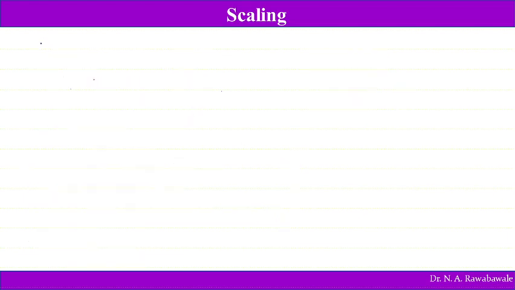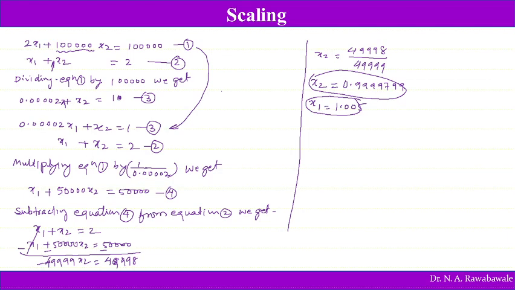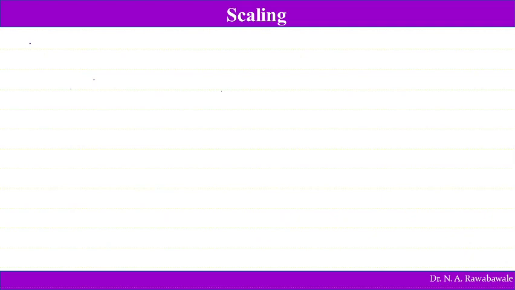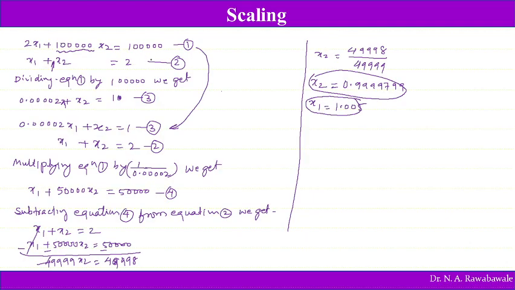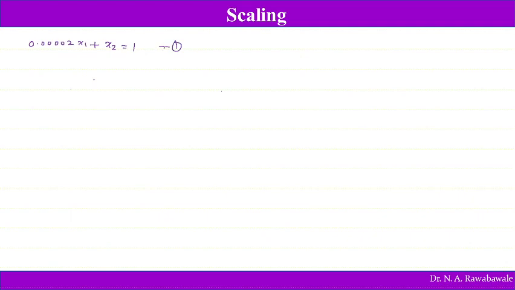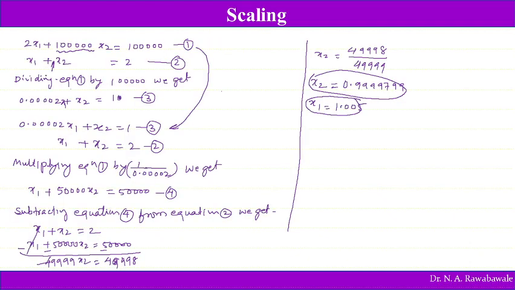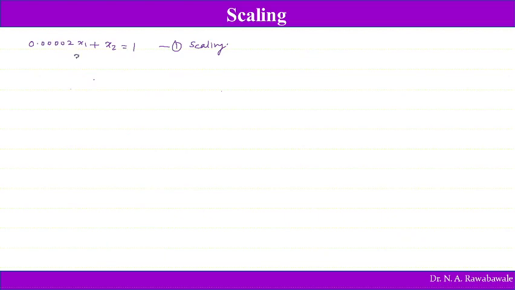So now the first equation after scaling is 0.00002 x1 plus x2 is equal to 1. So this is the first equation. Now this is after scaling, so scaling is done for this. And the second equation is x1 plus x2 is equal to 2.